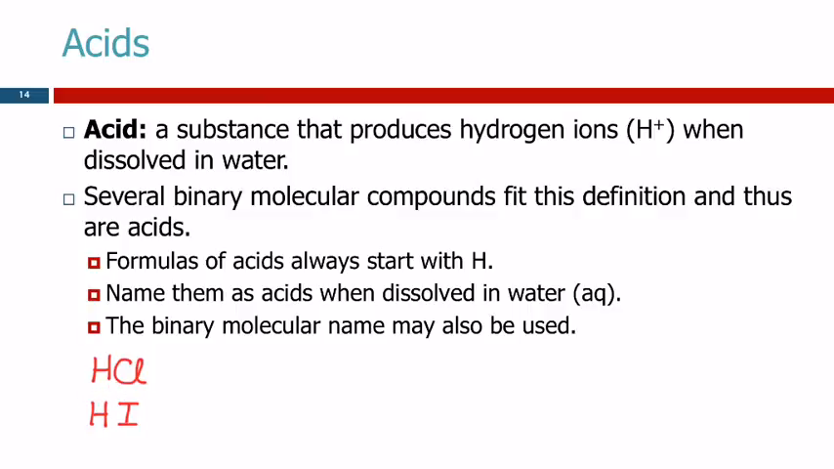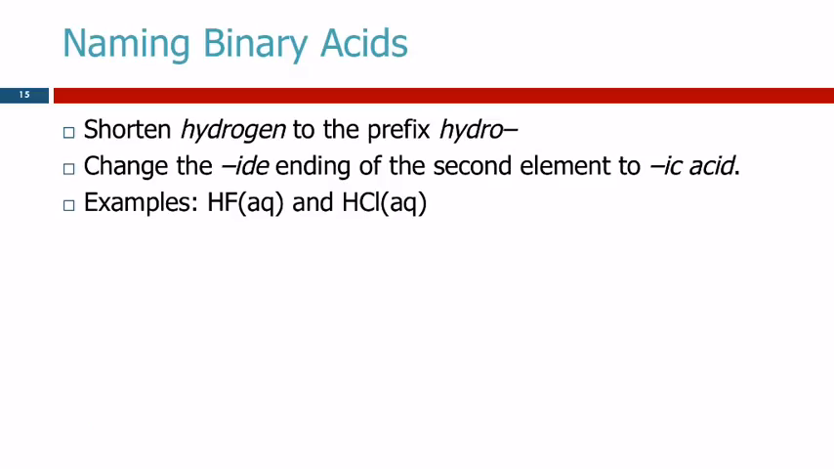These are 2 elements, right? It's a binary compound, they're both nonmetals. And so this can be named as a binary molecular compound, but it also is an acid when it's dissolved in water. And so we name it as an acid when it's dissolved in water. Okay, so here's what we do to name it as an acid. You shorten the first word, hydrogen, to hydro, and then you change the ending "ide" to "ic" plus the word acid. So let's look at these 2 examples.